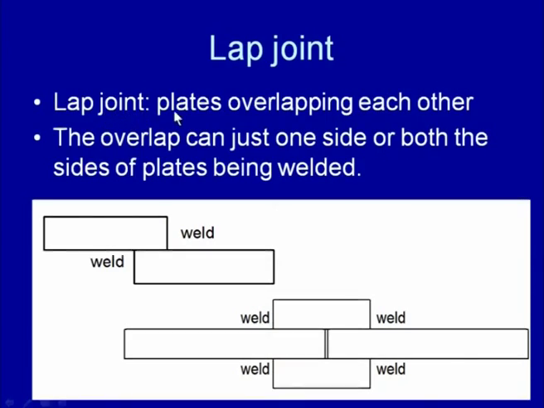While for developing the lap joint, plates are kept in an overlapping position with each other, and the overlap can be on just one side or on both sides, and then the weld is made. The weld can be made just by developing it on one side or on both sides. Here the overlapping plates are kept on both sides and the weld is made on all these 4 sides.